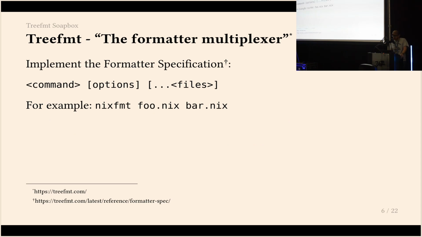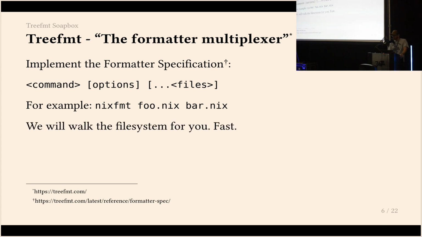So it basically defines this thing called the formatter specification. It's very simple. The very short version of it is, if you implement a formatter, try to make it follow this CLI. So it's command, some options, and then a list of one or more files to format. So Nix FMT, which is a Haskell tool that the Nix formatting team maintains, it obeys the specification. If you want to format a Nix file, you say Nix FMT, you feed it a list of Nix files, and it formats them.